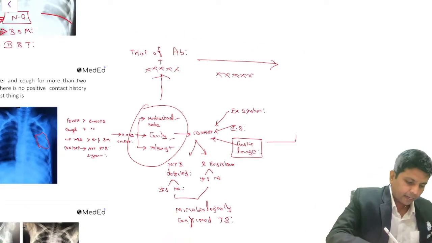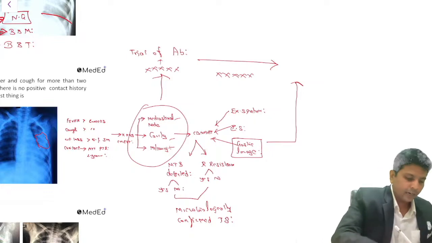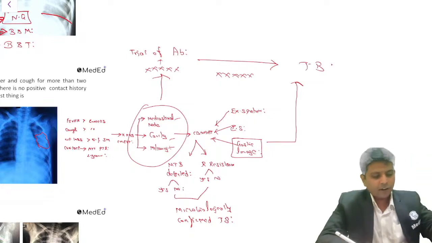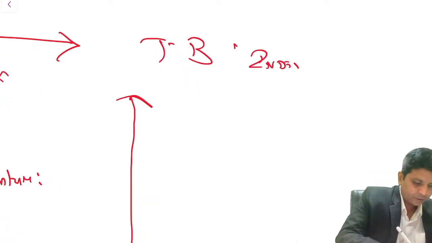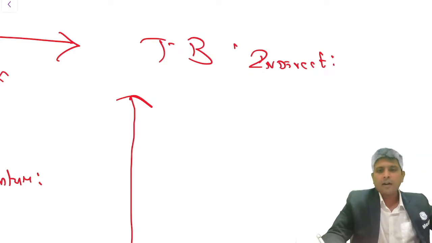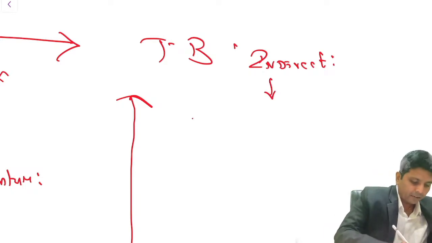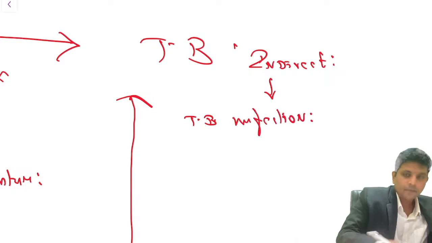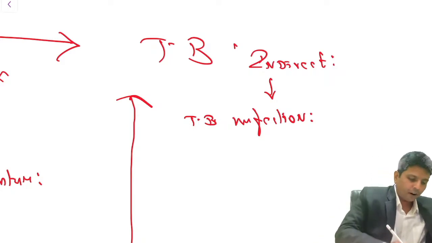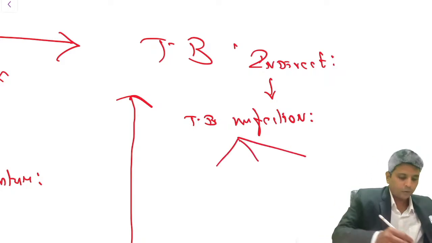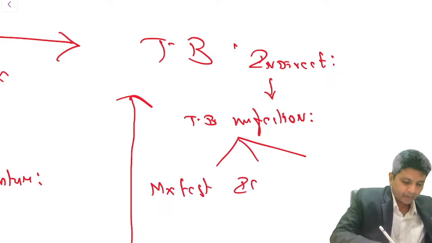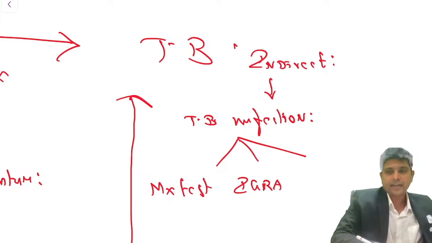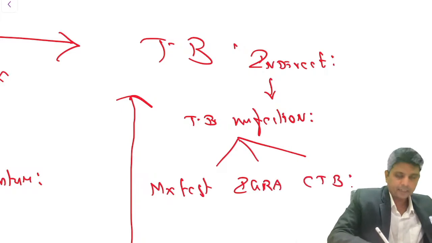Okay. If the trial of antibiotic doesn't work, or even when your CB naught is negative, still you suspect TB, go for indirect test. These are all the direct tests. So what are indirect tests? Indirect tests will find a TB infection. What are all the tests? There are three tests. One is Manto. Second one is IGRA, interferon gamma release assay. Third one is CTB test.